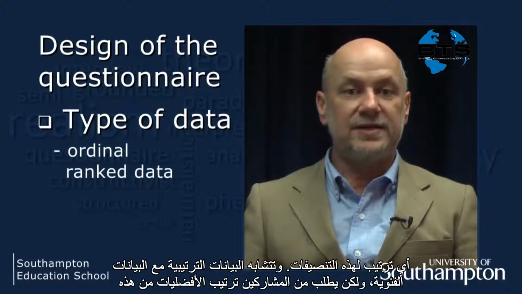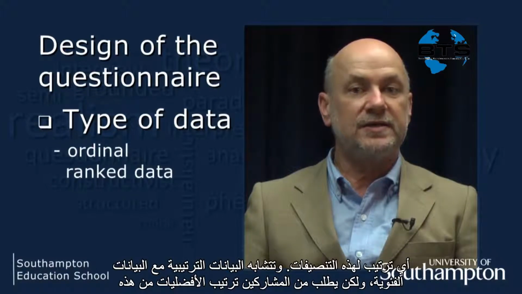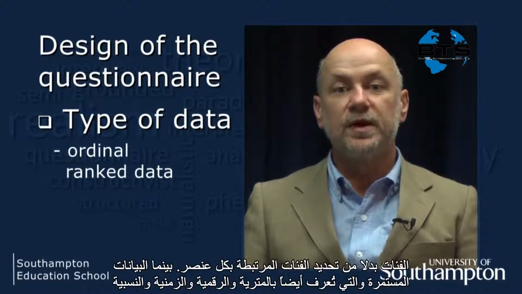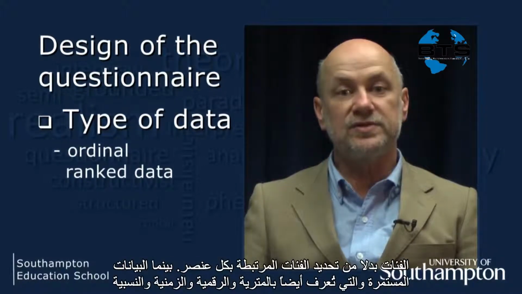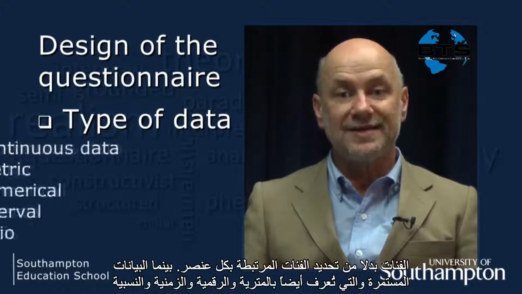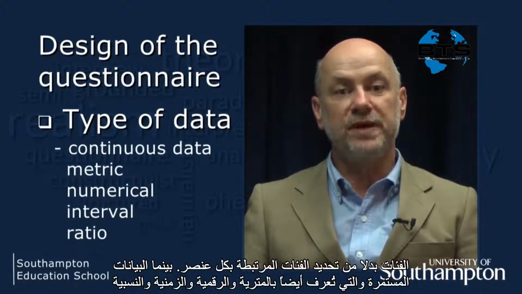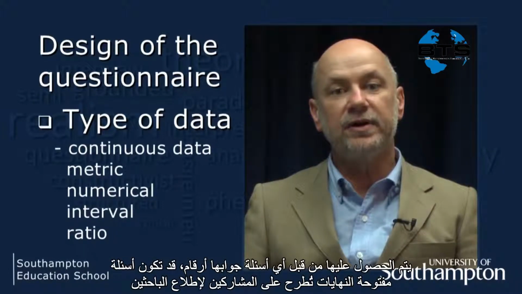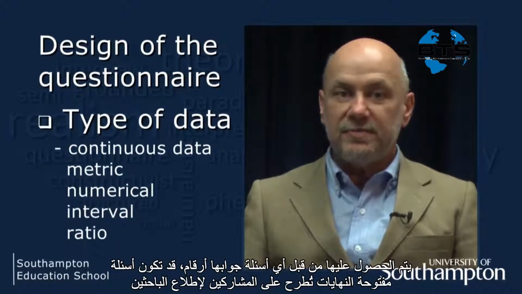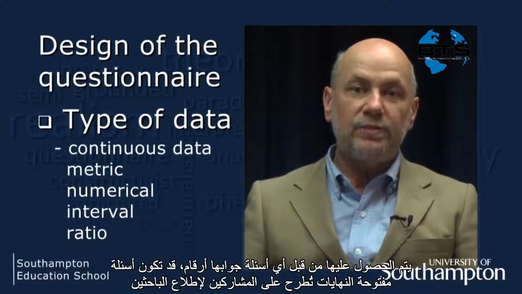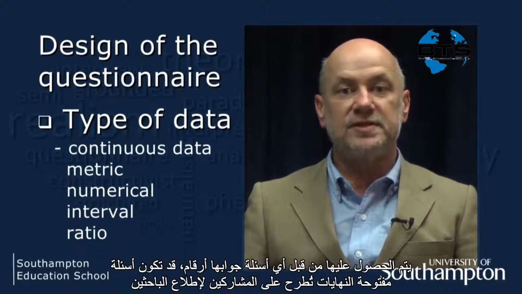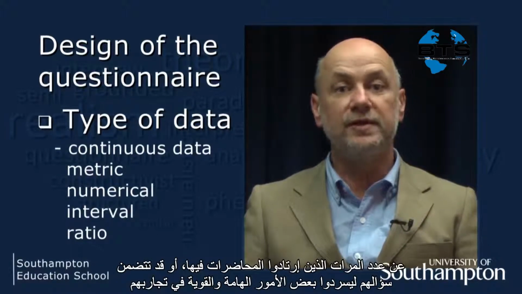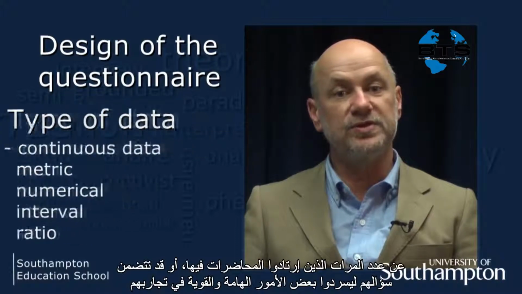Ordinal or ranked data are similar to category data, but instead of just identifying the categories associated with each item, participants are asked to rank their preferences for the categories. Continuous data, also known as metric, numerical, interval and ratio data, is gained by any question that can be answered by a number. It could be an open-ended question asking participants to tell you how many times they attend lectures, or it could involve asking them to relate the importance or intensity of some experience.